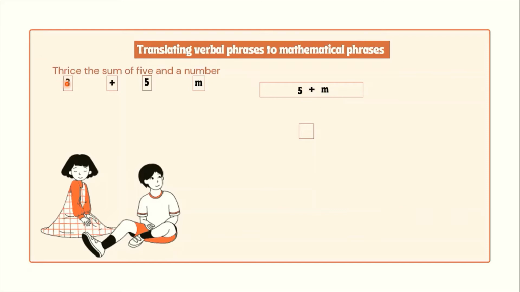Tapos, may nakalagay na thrice, meaning, yung sum ng 5 and a number ay imumultiply natin sa 3. Lagay natin yung 3 sa harapan nila. However, hindi ito natatapos ng ganito lang because it will be read as the sum of 35 and a number. Mukha siyang 35, hindi siya mukhang thrice.